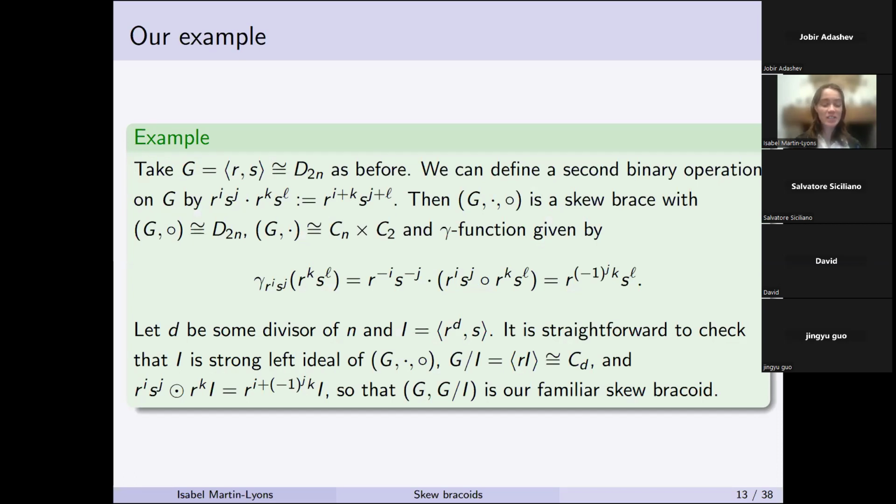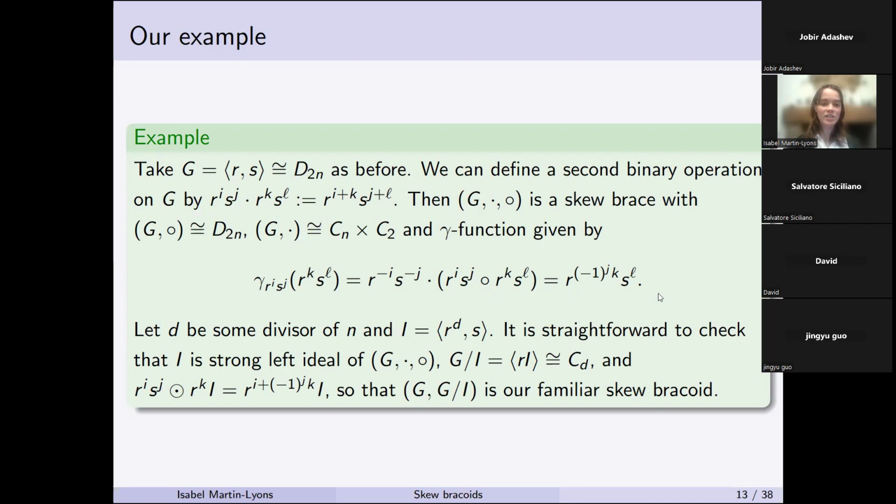So if we take G to be dihedral, we can define a second binary operation on G, just letting our generators commute. So R to the I, S to the J dot R to the K, S to the L is R to the I plus K, S to the J plus L. Then this is a skew brace, and the gamma function is given like this. So gamma of R to the I, S to the J of R to the K, S to the L is R to the minus 1 to the J, K, S to the L.